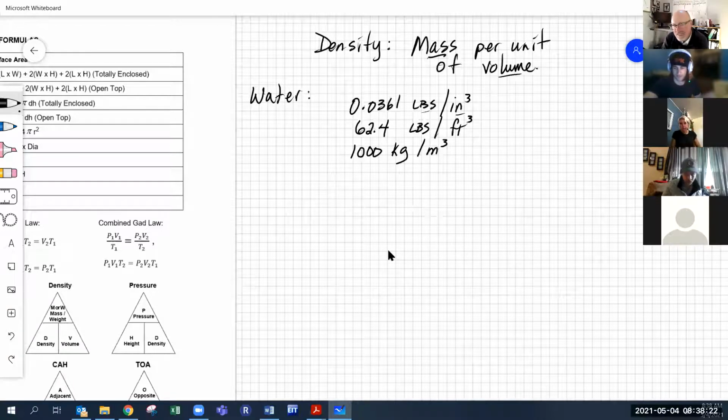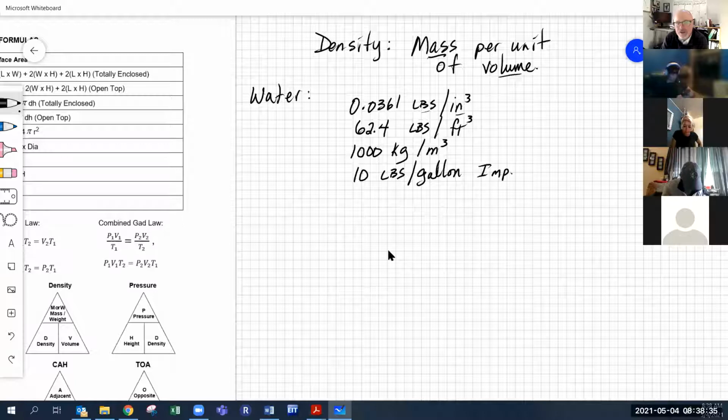There is another couple of densities that I want you to know, and that is there is 10 pounds in 1 gallon, and that is imperial. So this is a mass, and a gallon is a volume, so that is still a density. And the next one we need to know is 8.33 pounds in a gallon, and that is for US purposes, and that's for United States.